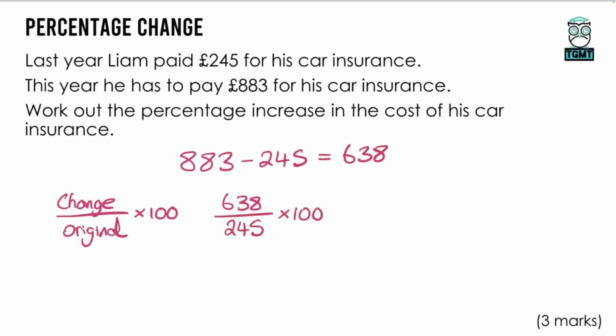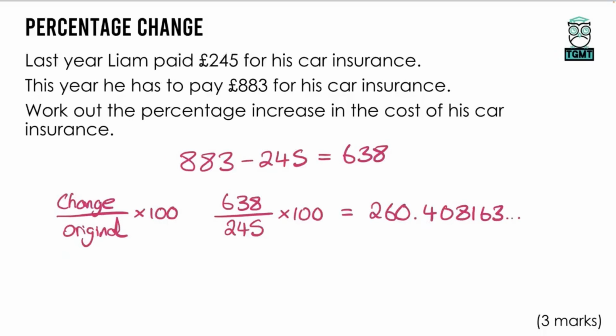Now you can type this in 2 steps, or you can type it in as a fraction and just put it all in one go. That's how I'm going to do it. And I get quite a strange decimal here. It comes out as 260.408163 and a few more decimals.